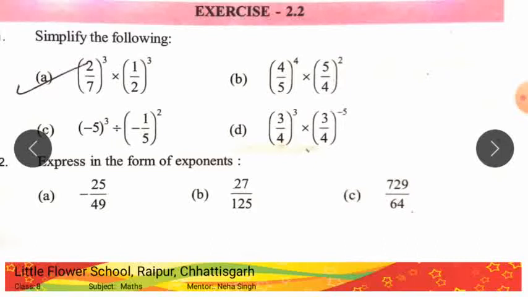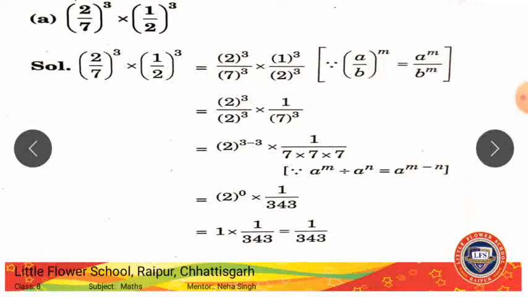First question is: simplify the following. (2/7)³ × (1/2)³. You need to simplify the given question. Let us see how we are going to do that.